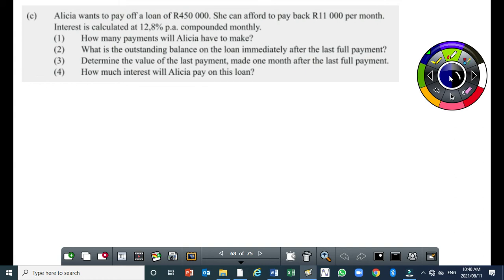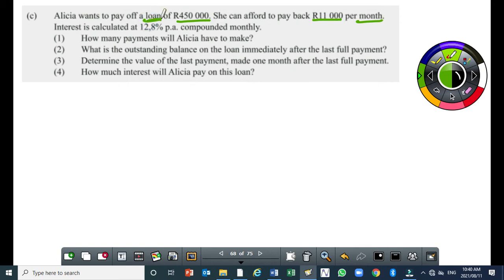The first question, the homework, okay. The question says, Alicia wants to pay off a loan of 450,000 rand. She can afford to pay back 11,000 rand per month, right? So you must highlight the key information. She got a loan of 450,000 rand. That's your P. Then she needs to pay back 11,000 per month. That's a clue that you are dealing with an annuity, which is present because money was borrowed.